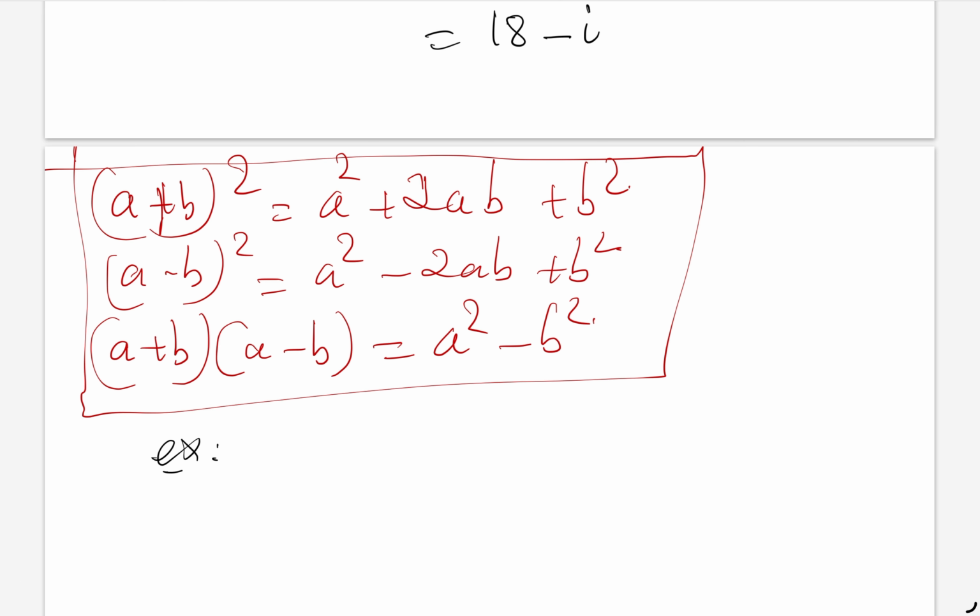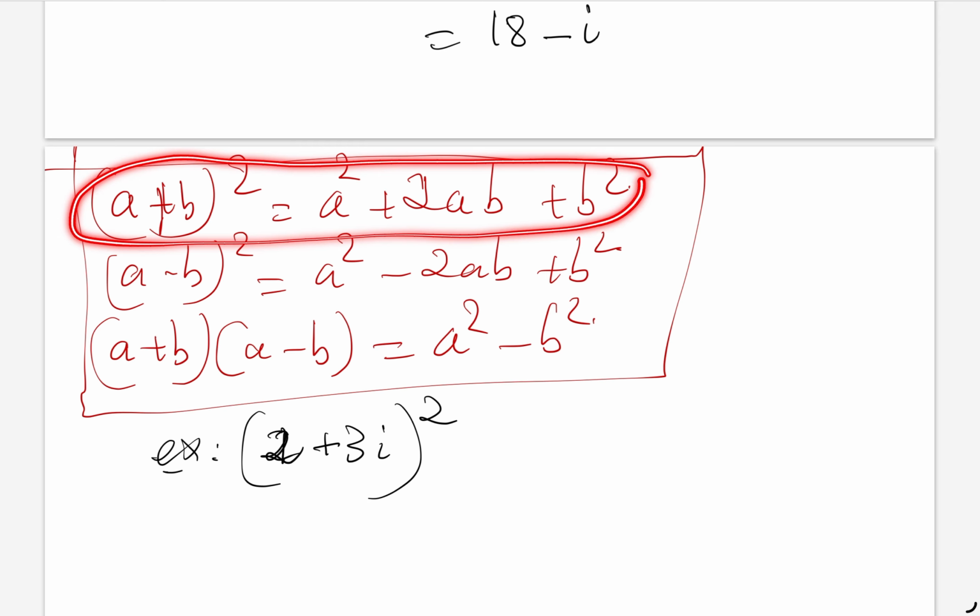If you have (2 + 3i) squared, for example, you can do it in a different way if you want. You can apply this one directly by using the first formula, this one. Yeah, apply this one directly.